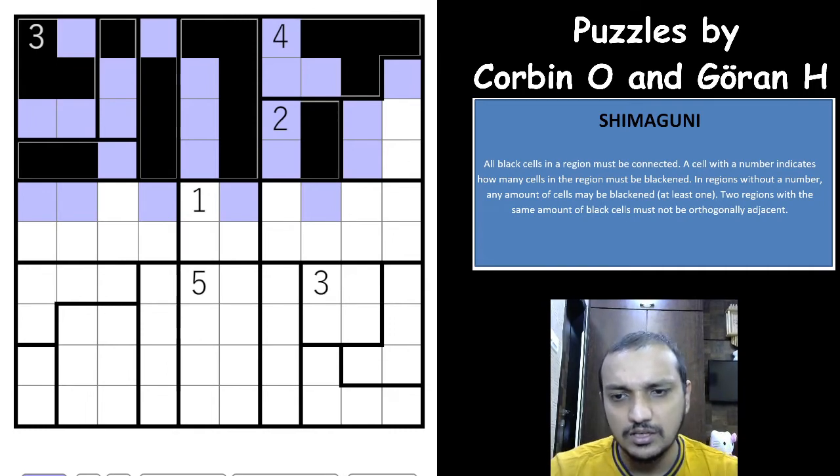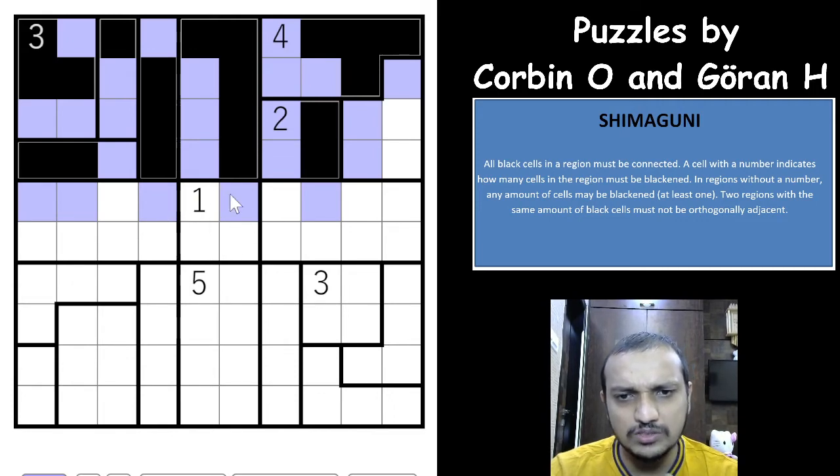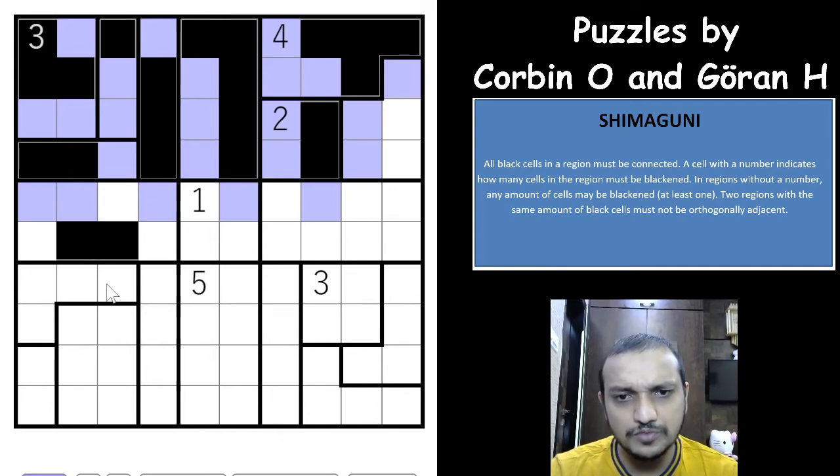Let's see the bottom part here. I see that this region is also adjacent to regions with 1 cell shaded, 2 cells shaded, 3 cells shaded, right? So at least 4 cells would have to be shaded in this region, which means both of these would have to be shaded.